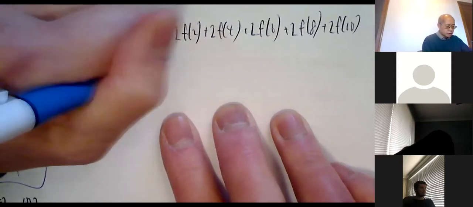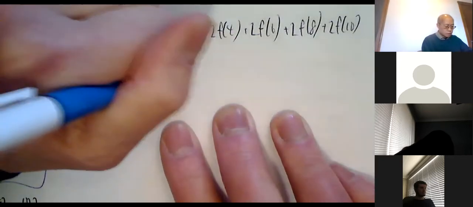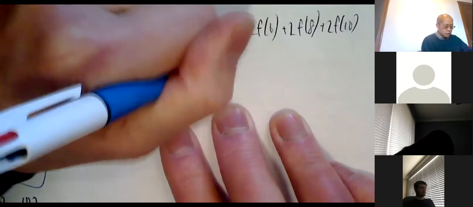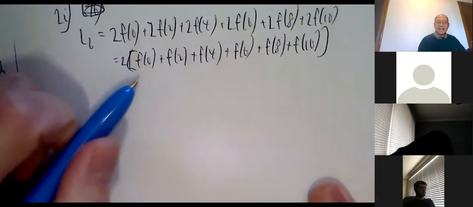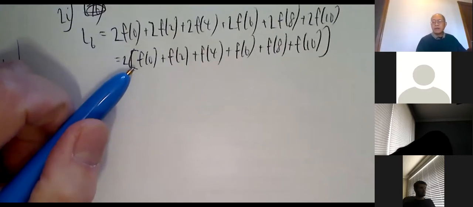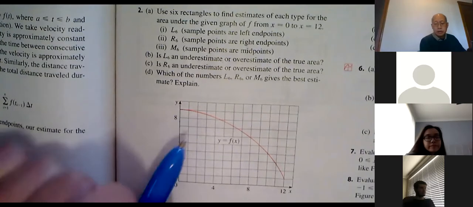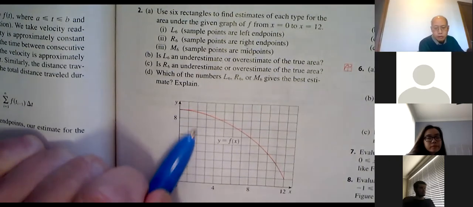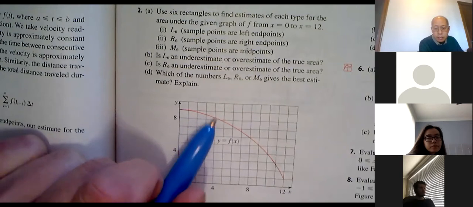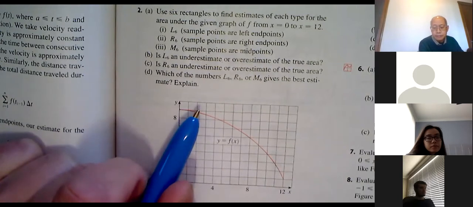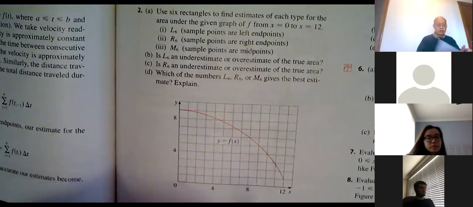And just put f of 0, f of 2, f of 4, f of 6, f of 8, f of 10. The 6 heights. f of 0 means the height at 0. There. f of 2, the height at 2. So here's the second rectangle between 2 and 4. So watch, I go here, go straight across and down. It's too big.